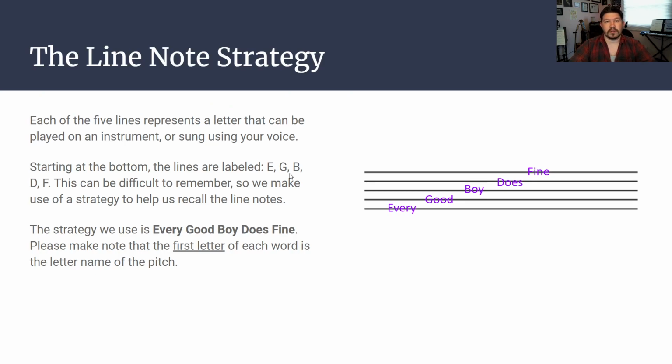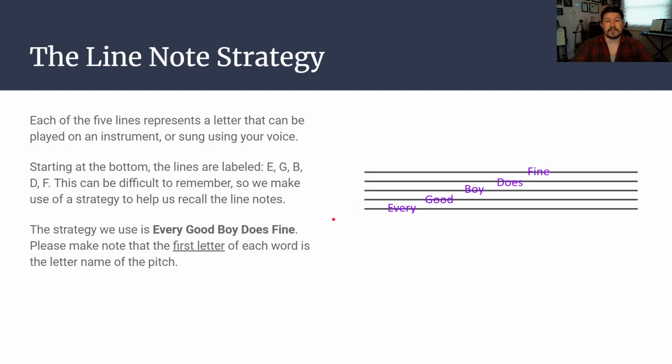First thing we've got to remember is our strategies for the different notes that we are going to be using within our composition. So we're starting off with our line note. Now remember, each of the 5 lines represents a letter that you can play on an instrument or sing using your voice. Starting at the bottom, we start with E, G, B, D, and F up there on the top line. Now, this can be a little bit hard to remember sometimes, so we use the strategy, every good boy does fine. So those 5 letters, E, G, B, D, and F, are the 5 lines that you use in order to put the pitches on those line notes.